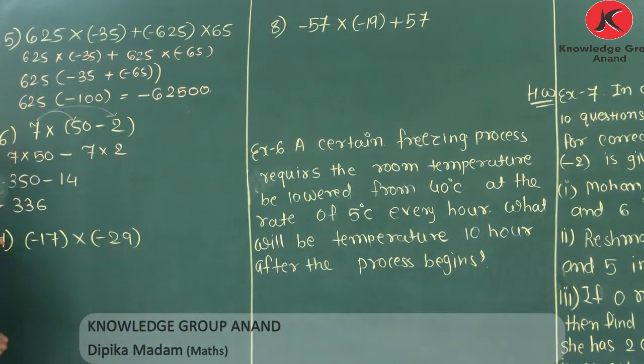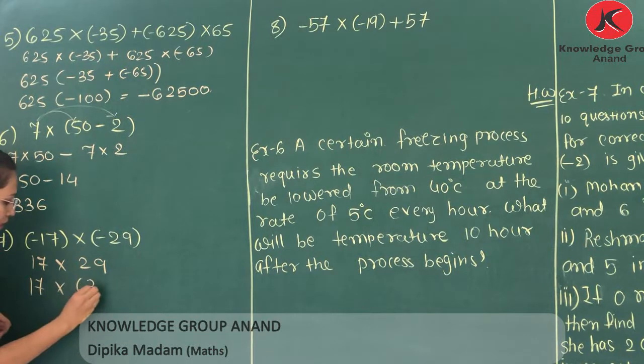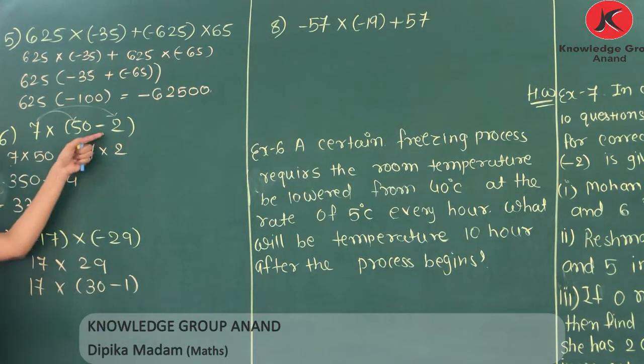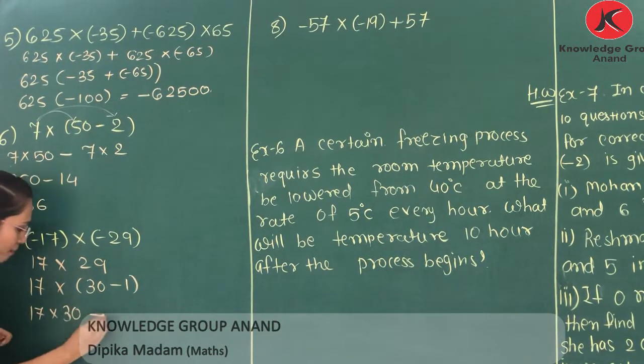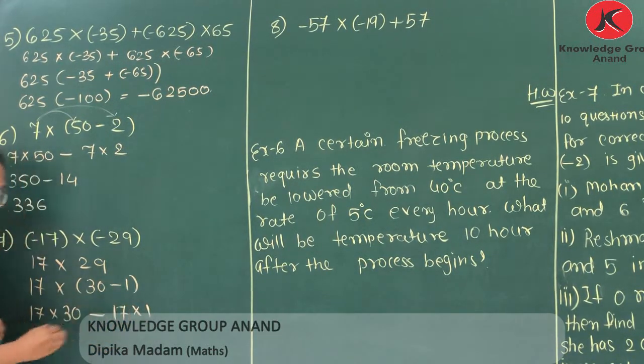Same example. Minus 17 multiply minus 25. Now you can see both are negative, so the answer will be positive. 17 multiply 25. You can write it like this because with two negative signs, the answer will be positive. So you can make both of them positive. Now 29 can be written as 30 minus 1. Again, this is the same as the previous one. So 17 is multiplied with 30, minus 17 is multiplied with 1.